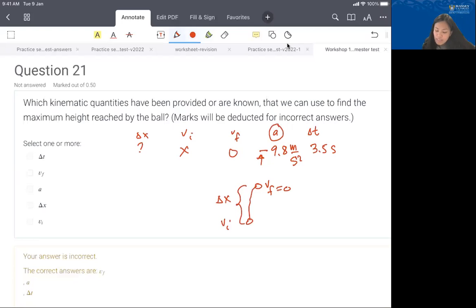So select which one is given or which one is known. VF, that's implied. We can deduce that from the problem. Acceleration, we can also deduce from the free fall problem. Delta T is explicitly given. So these are the 3 things that are known or given explicitly in the problem.